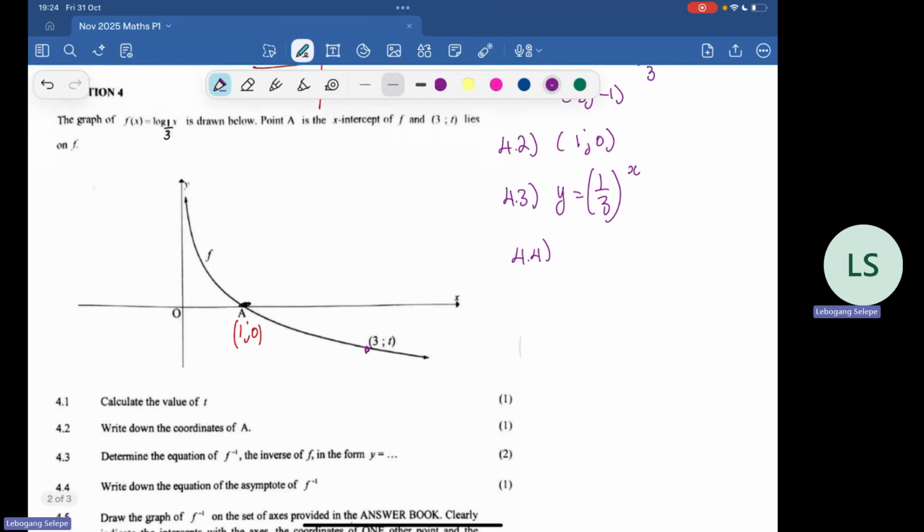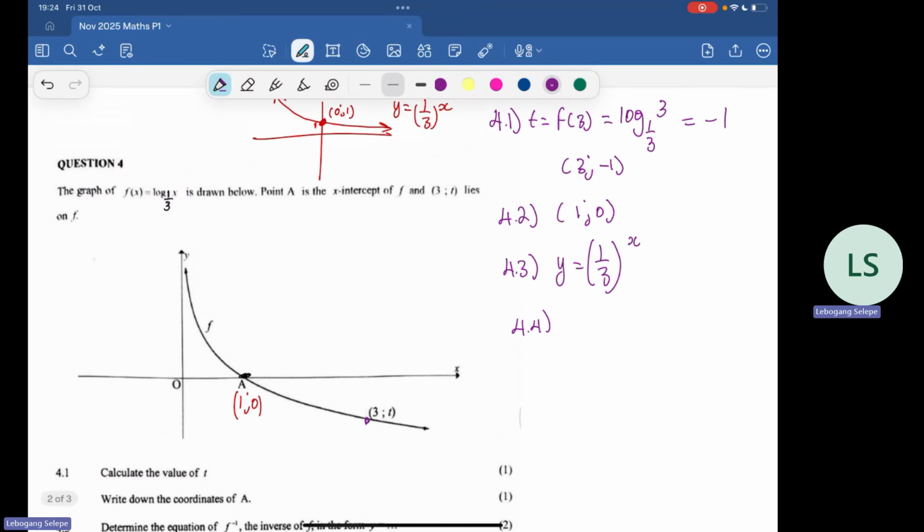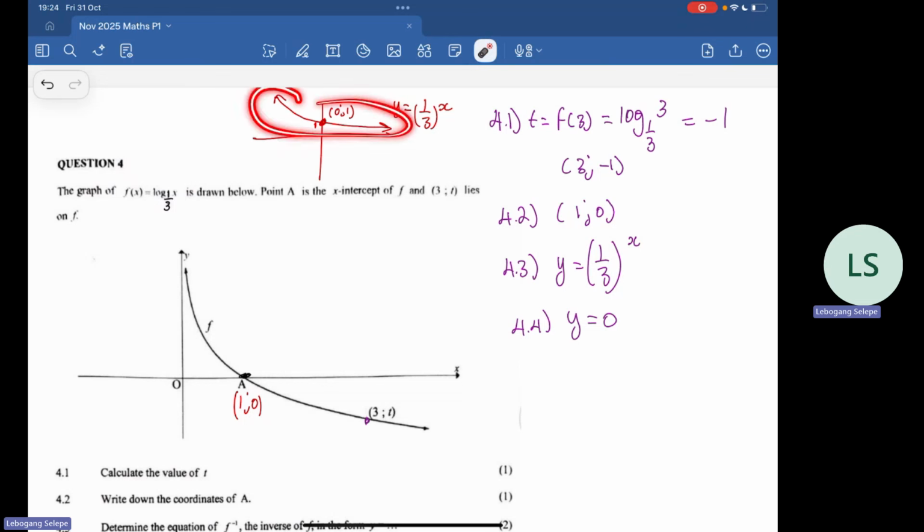4.4, they say we should write down the equation of the asymptote of the inverse, the asymptote of this graph. Remember, this is plus q, where q is the asymptote, but on this graph there's no q value, so it's the same as plus 0. So our asymptote is y equals 0. Another way to find it: this graph approaches the x-axis but never touches it. The equation of the x-axis is y equals 0, because on the x-axis, y is 0. So y equals 0 is the asymptote.